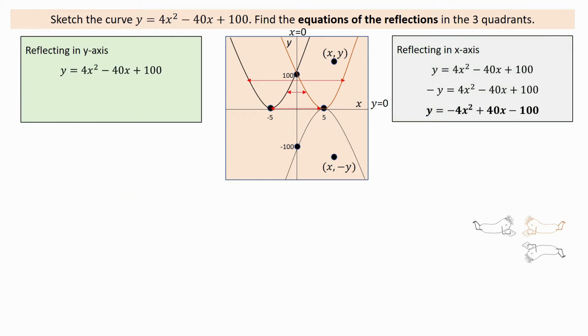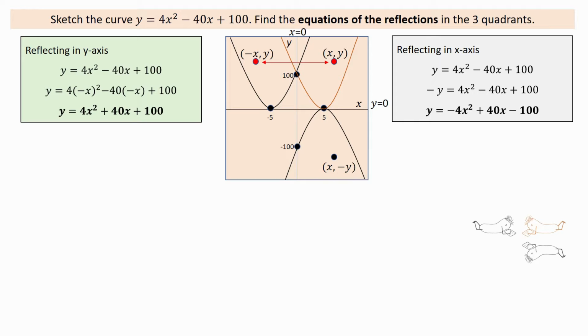Now reflect in the y-axis. Any point (x, y) becomes (negative x, y). So substitute negative x for x in each term of the equation. So y equals 4x squared plus 40x plus 100. So the equation of the reflection in the y-axis is found.